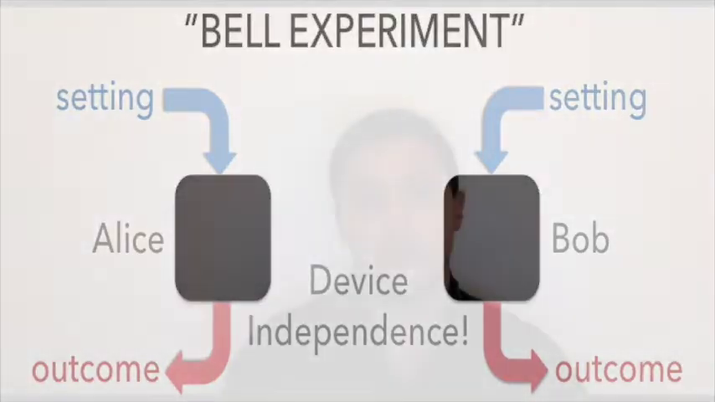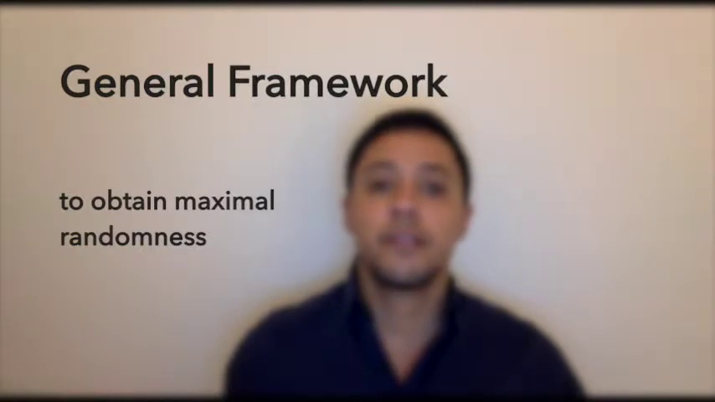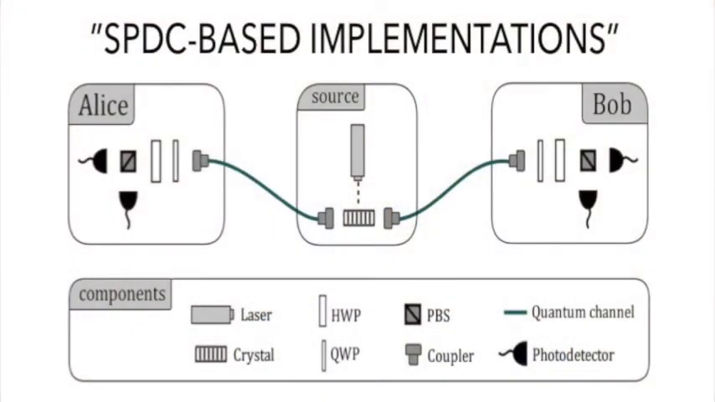So, in this work, we present a general framework to obtain the maximal amount of randomness that a given experimental setup allows for. In principle, our methods could be applied to any setup, but among all implementations, we specifically consider those which are based on a spontaneous parametric down-conversion source with polarization measurements.